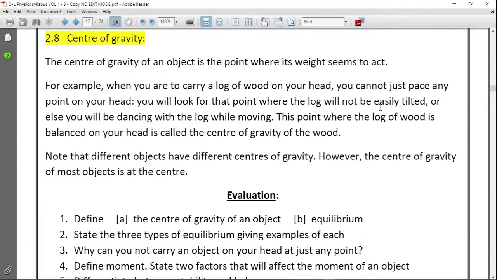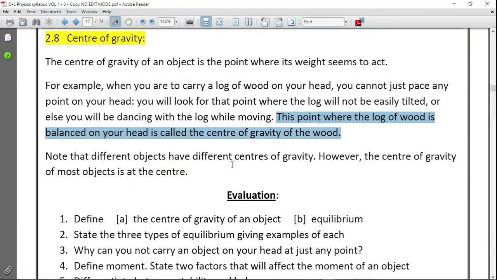So you normally look for the center of gravity of the log of wood or bucket of water or whatever and put the head there. You cannot come to the edge of the bucket and put it on your head. You'll be walking left, right, and in the end you'll just be pouring the water. So the center of gravity is that point where all the weight of an object seems to act. The point where the log of wood is balanced on your head is what we refer to as the center of gravity.